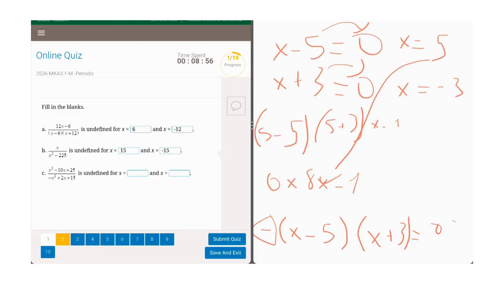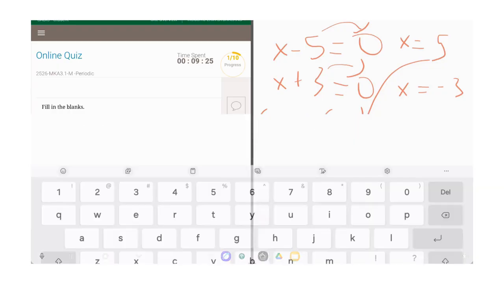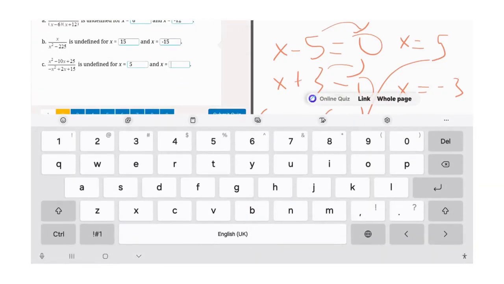If you multiply anything by 0, it will always be 0, so the answer is 0. So that's one of the values. If we do it with negative 3, it will be negative 8 multiplied by 0 multiplied by negative 1. So when you multiply, you get 0, which means that the values of x to make this expression undefined are 5 and negative 3.